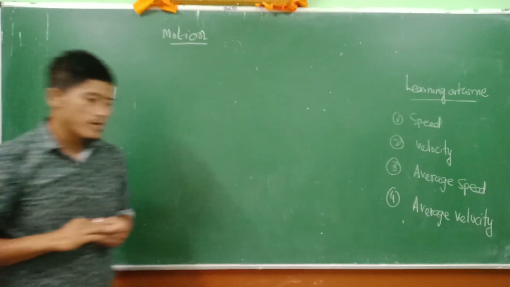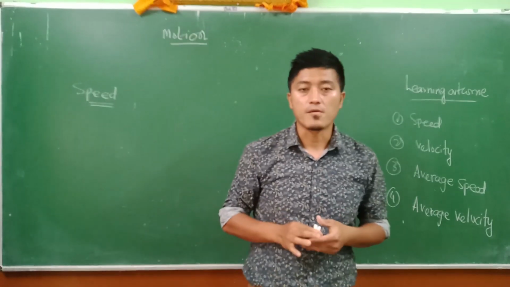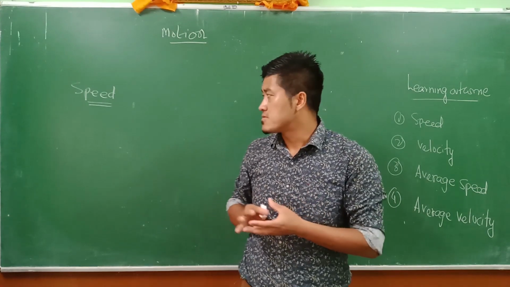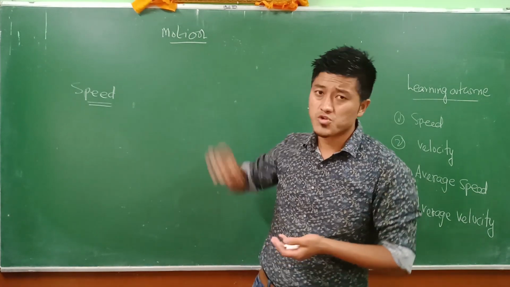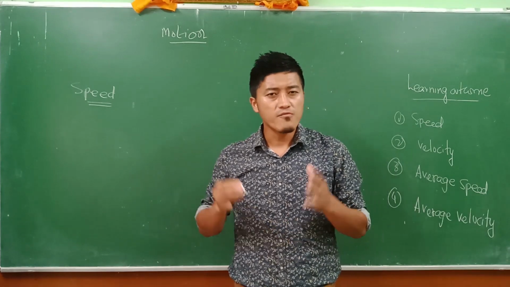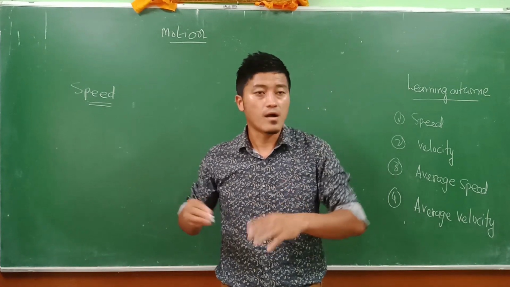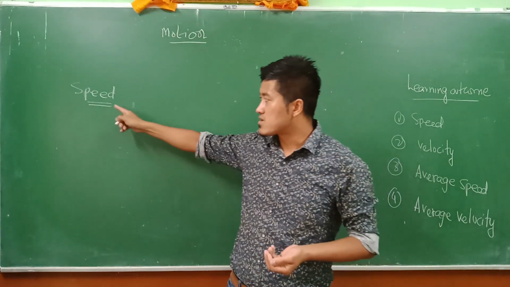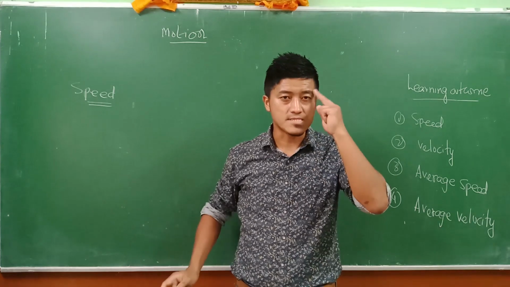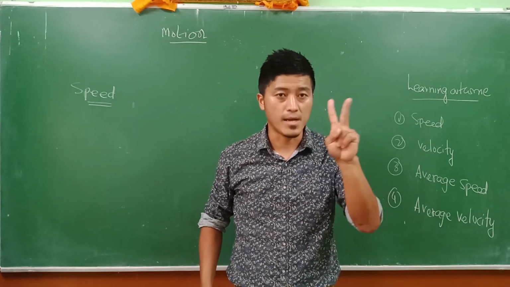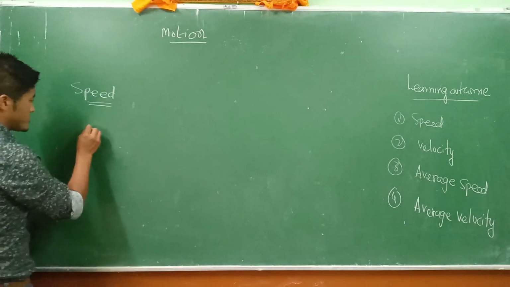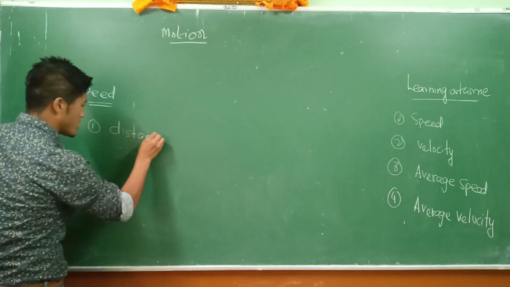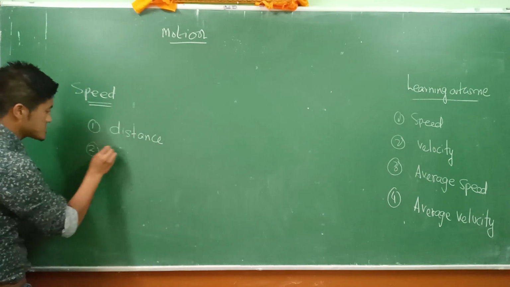Yes, so till now we were talking about motion. This chapter is all about motion, which is why the name of the chapter is Motion. Now we know that whenever there is motion, there is some distance being covered. So whenever we think about speed, two physical quantities come to our mind: number one is distance, and number two is time.